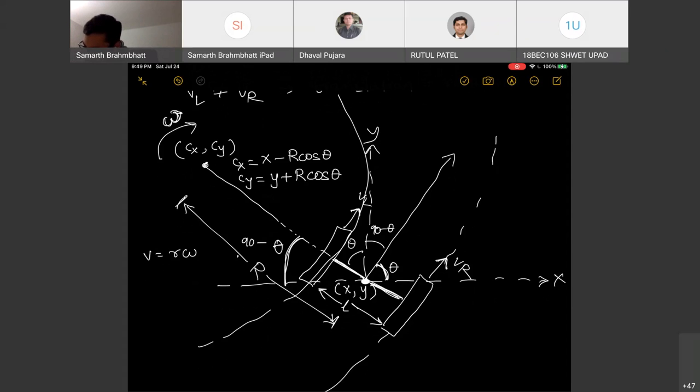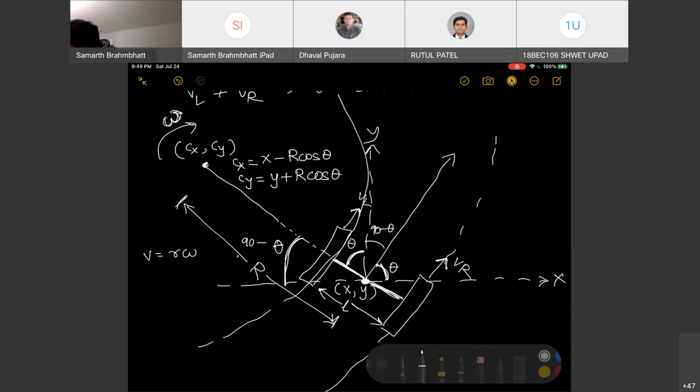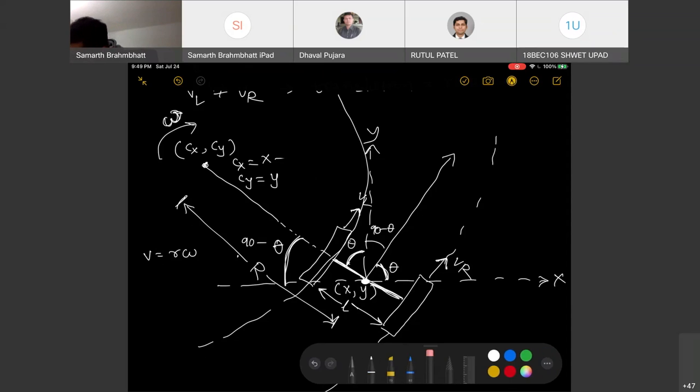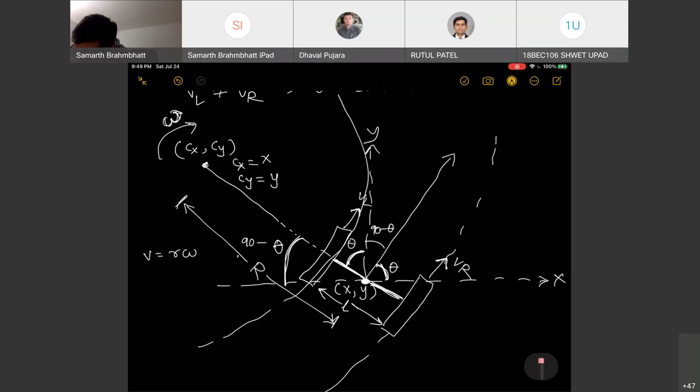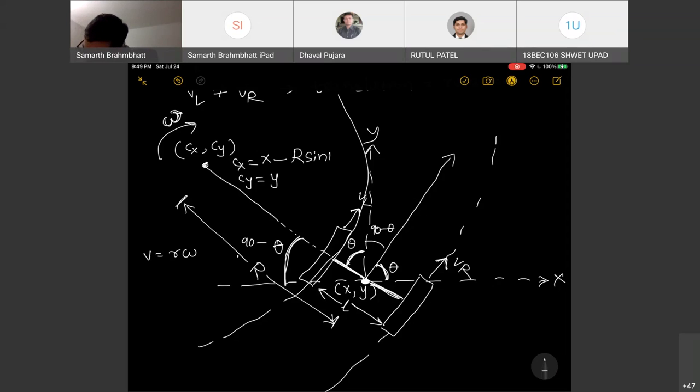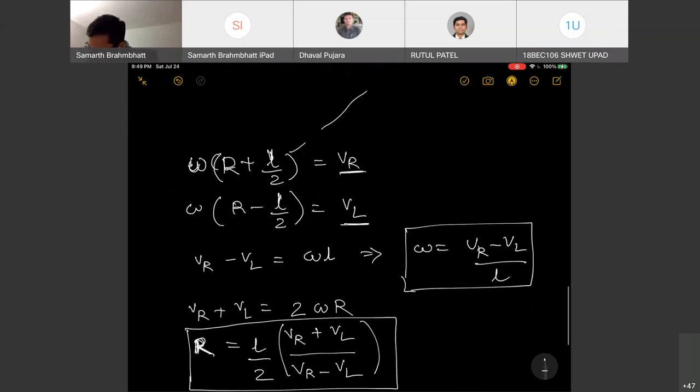So you can basically say that actually this is theta. Let me just erase that. So what will it be? If this is theta, then it is x minus r sine theta and y plus r cos theta. Yeah, thanks for pointing that out.